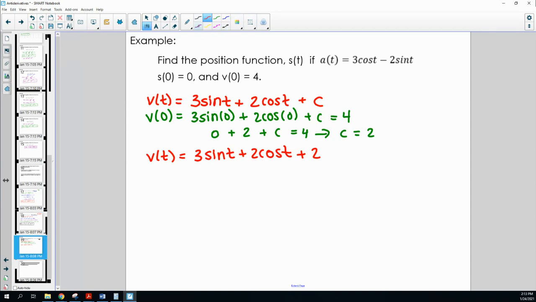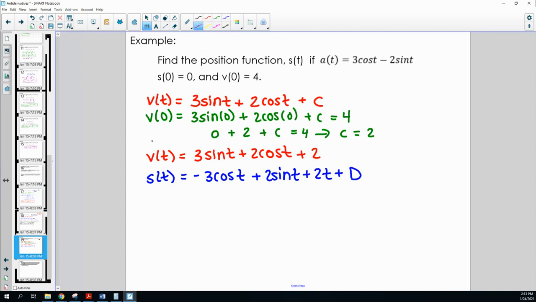But I want to find the position. So now I have to find the antiderivative of the velocity to find the position. So the antiderivative of 3 sine t is going to be negative 3 cosine t. The antiderivative of 2 cosine t is going to be 2 sine t. The antiderivative of 2 is going to be 2t. And then I'm going to use plus d because we already used c, and that's already equal to something else.